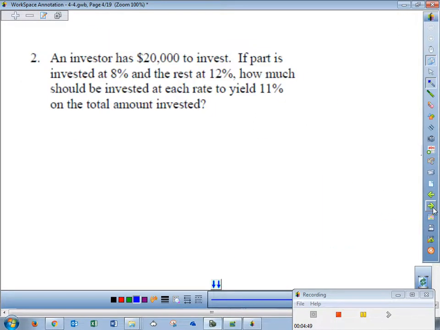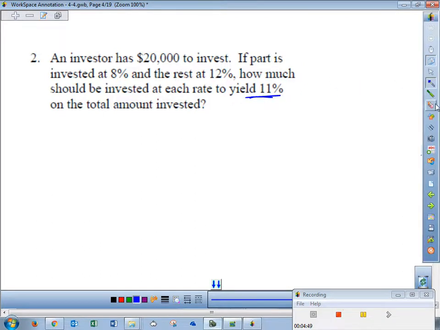Let's try another one. An investor has $20,000 to invest. If part of it is invested at 8% and the rest is at 12%, how much should be invested at each rate to yield 11% on the total amount invested? So they're going to do some mixing, basically. We've got a mixture problem here. They're going to do part of it at 8 and part of it at 12. They want the final, total interest to give me an 11% yield payback on that.